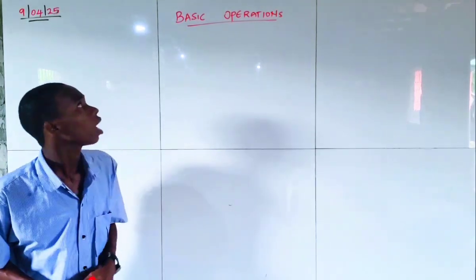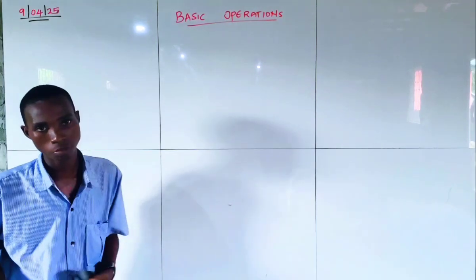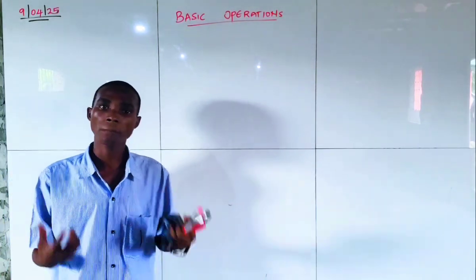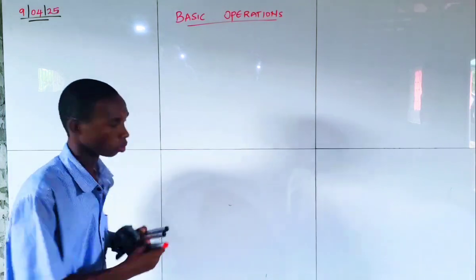So now I'll start with BODMAS. Now I want to talk about BODMAS. What does BODMAS mean? BODMAS means bracket, of, division, multiplication, addition, and subtraction.